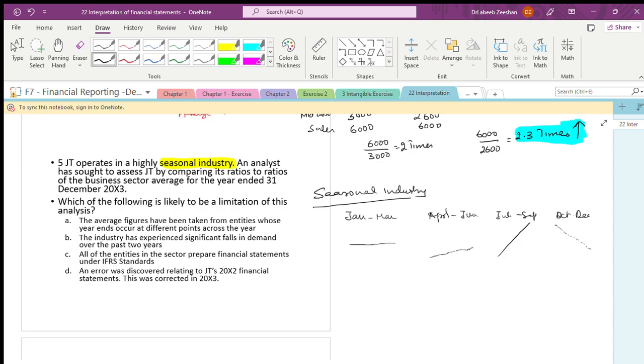The average figures have been taken from the entities whose year ends occur at different points of time across the year. Is that what happens here? Here the performance is different. In the second phase the performance is different. In the third phase the performance is different. In the fourth phase the performance is different. We will come to that. What they are saying in the first option, when we are talking about taking the average, is it right? We will take the average as such.